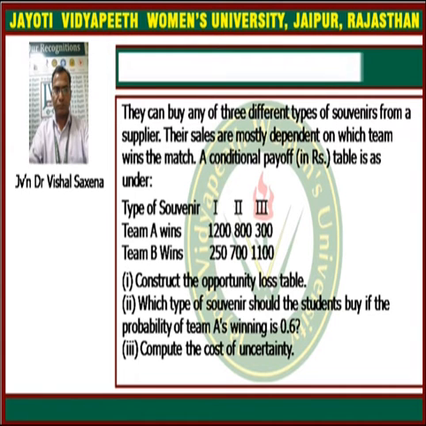So in this table for the question, we have the payoffs for team A and team B winning. When team A wins and when team B wins, we have the payoffs for the three different types of souvenirs: 1, 2 and 3.